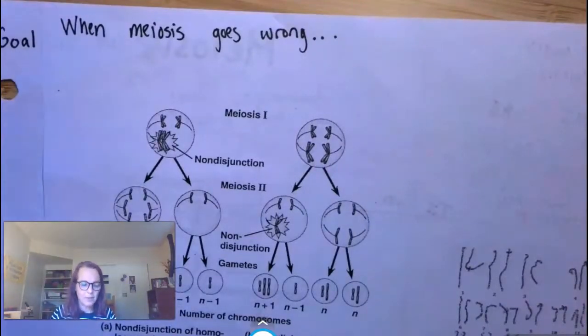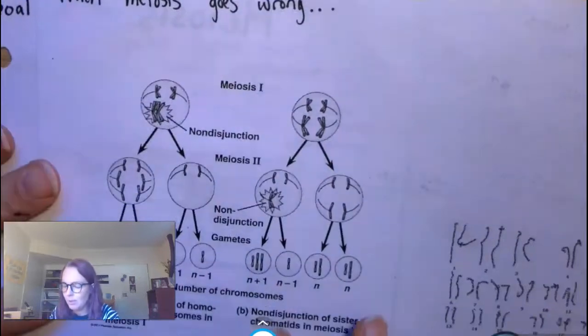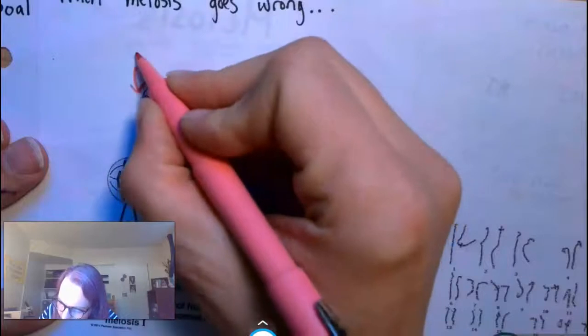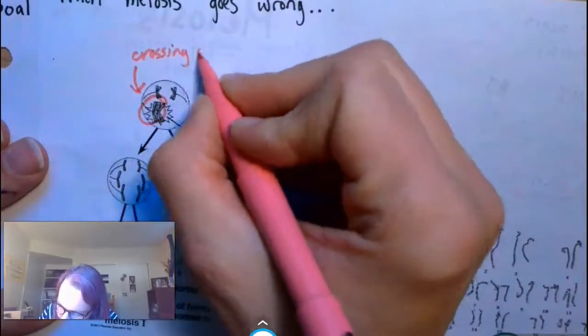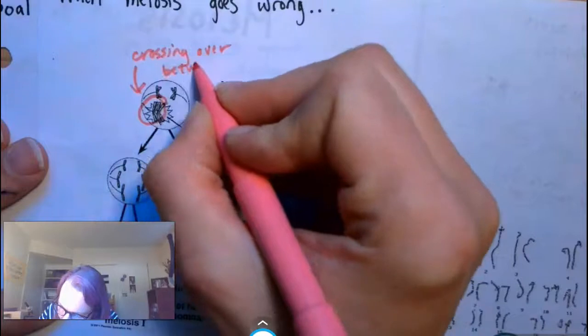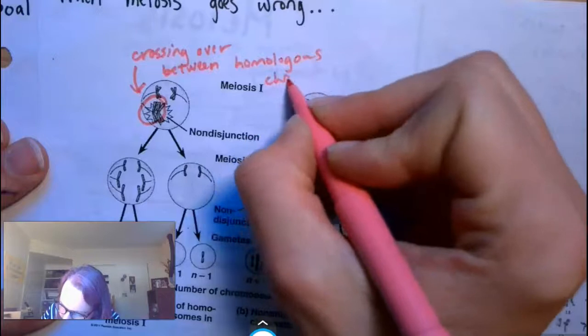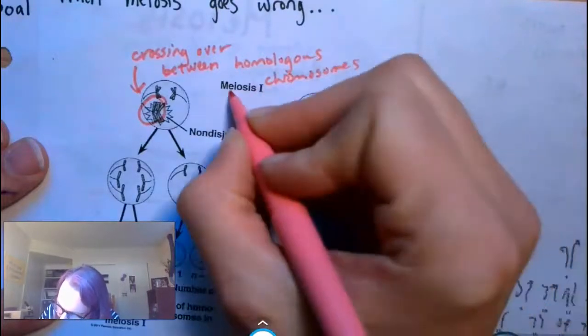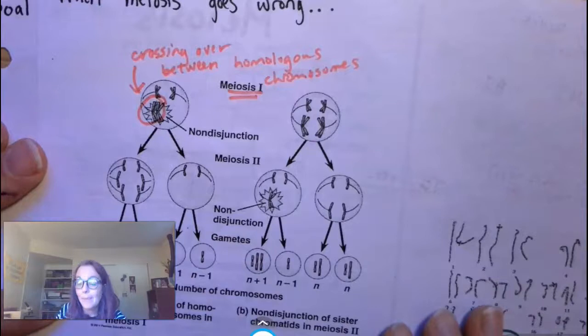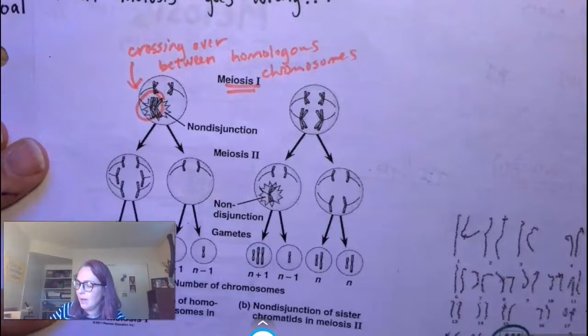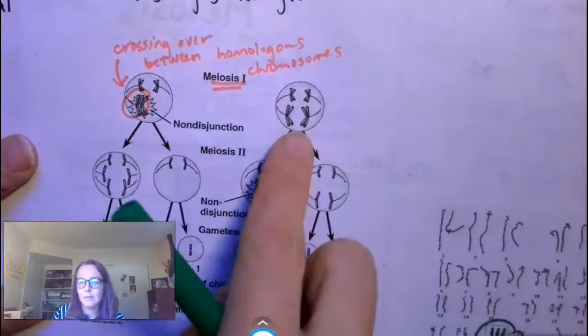As I said in the previous video, when meiosis goes wrong, we're talking about something called non-disjunction. If you remember, during meiosis 1, the thing that's supposed to happen here is crossing over between homologous chromosomes. That's supposed to happen during meiosis 1. But what's not supposed to happen is that these chromosomes get stuck together. What's supposed to happen is what happens over here.